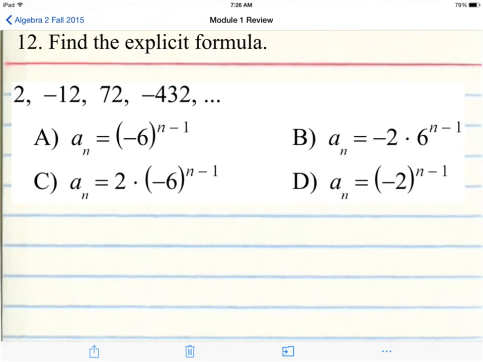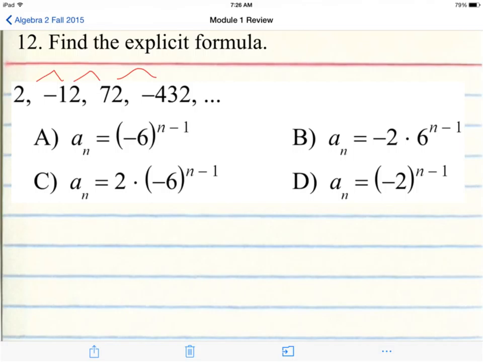In this problem, they want us to find the explicit formula. Now we have a sequence of numbers here, and I want to figure out how that is changing, and that will help determine what my explicit formula looks like. So it looks like those numbers are alternating between signs, so positive, negative, positive, negative.